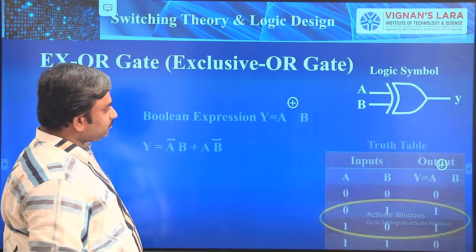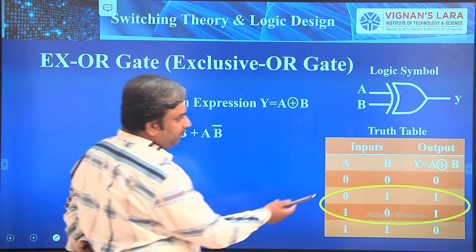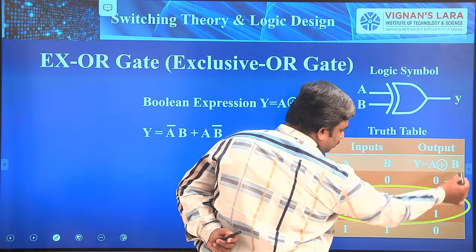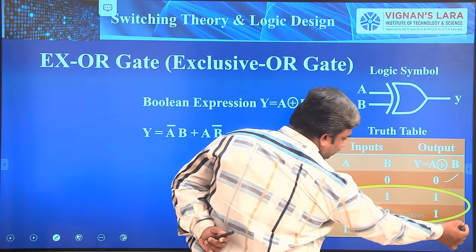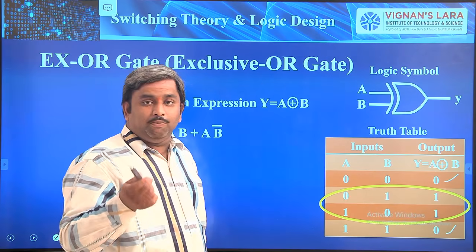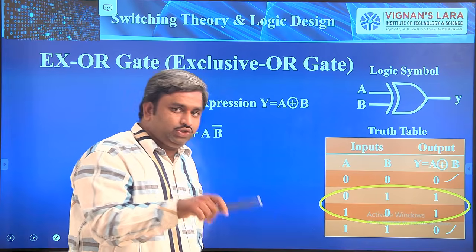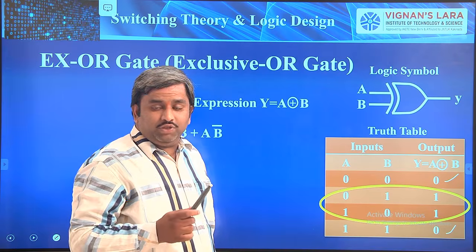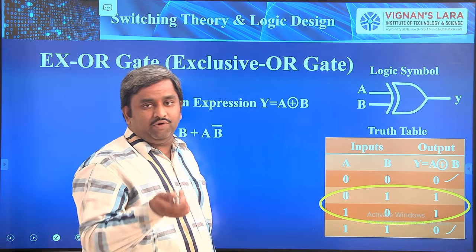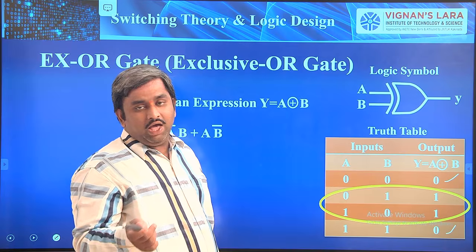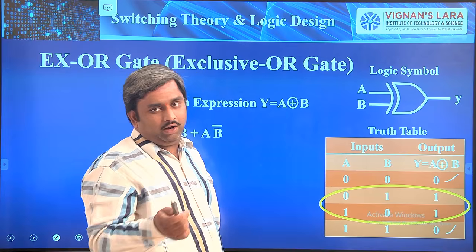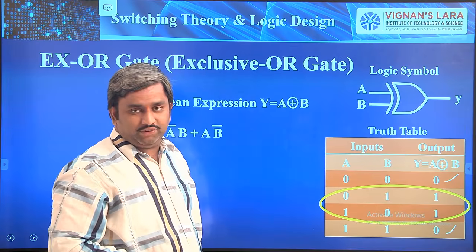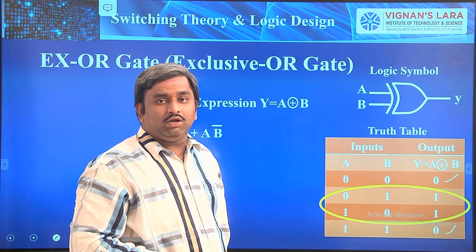Right. Now coming to the truth table of the exclusive OR gate. In the 0 0 condition, the output is 0. In the 1 1 condition, the output is 0. That is, if both inputs are the same, either 0 0 or 1 1, the output is 0. If the inputs are different, if one input is on and the other is off, that is on, off or off, on, in these two situations the output is 1. So this is called the XOR gate operation.